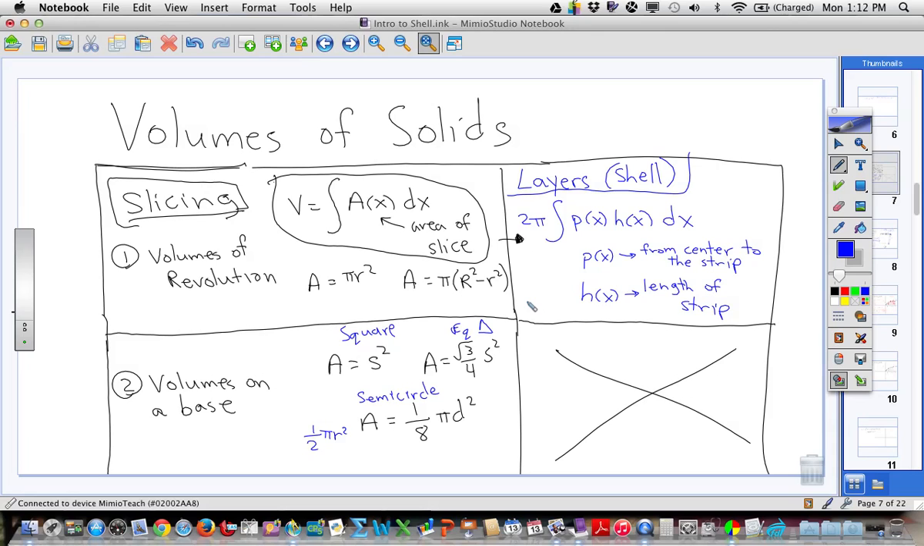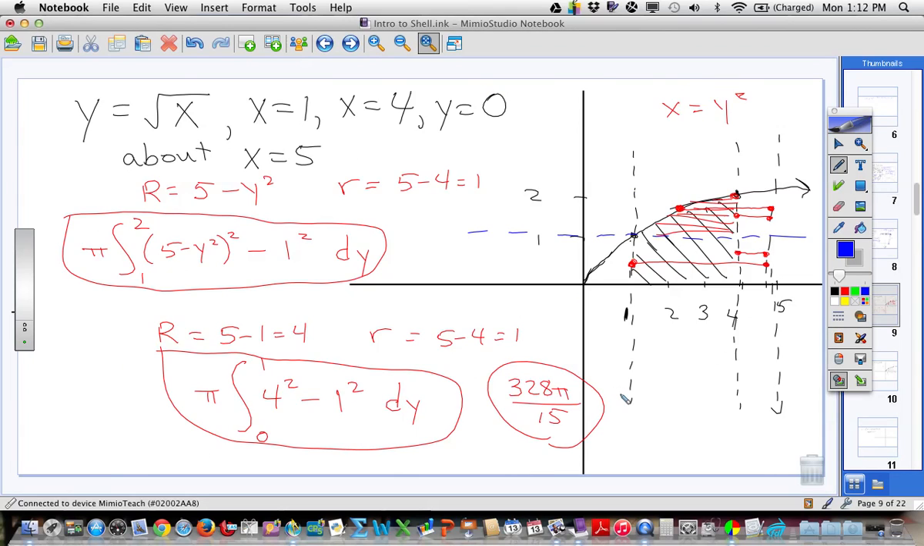All right. So, let's go back to that problem we were just doing. Okay? So we got slicing. So the left-hand side is slicing. So what kind of slices can you have? 5 different types of slices. Volumes of revolution, they either have to be circles or washers. If they're on a base, they can be these. If we have a revolving problem, instead of doing circles or washers, we can do this layers method. Okay? Which is this. So, back to the problem we were just doing.